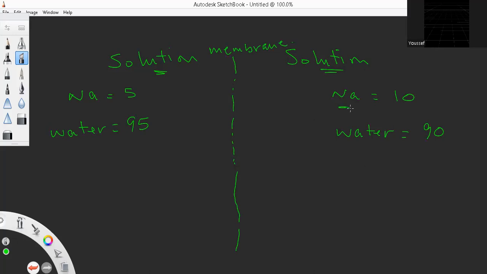If the salt particles move from high to low, what do you call this transport? Active transport? No, from high concentration to low concentration. Diffusion. Diffusion. Okay.